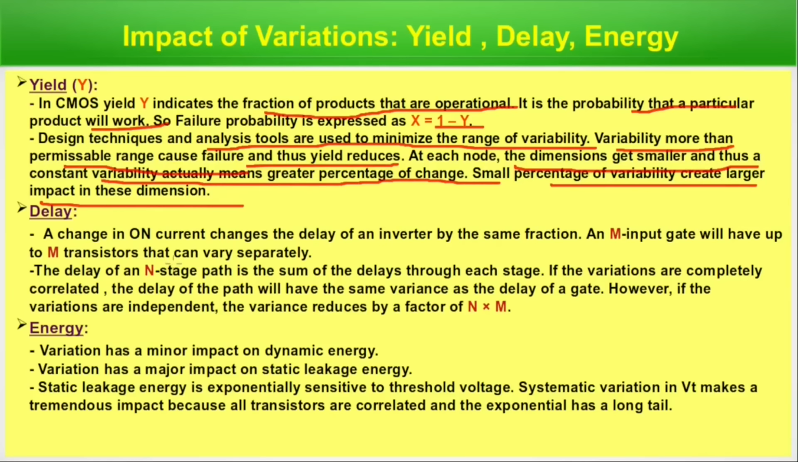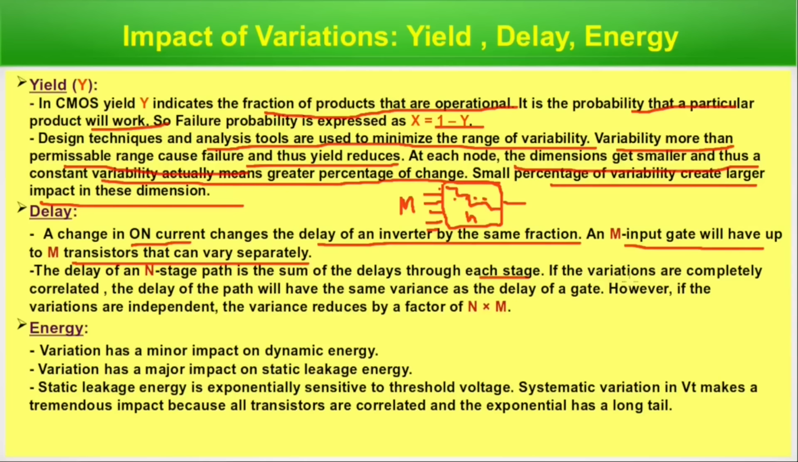Now delay. A change in on current changes the delay of an inverter by the same fraction. An M input gate will have up to M transistors that can vary separately. Suppose a circuit is there where M number of inputs are there. It's an M input gate and M transistors that can vary separately. The delay of an N stage path is the sum of delays. Suppose the number of inputs is M and the number of stages is N. The delay of an N stage path is the sum of delays through each stage getting added.